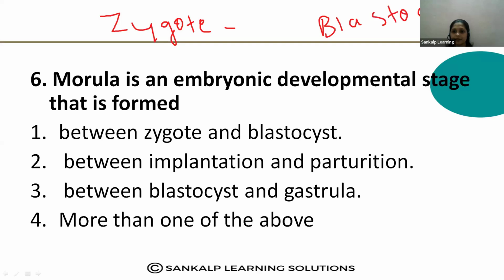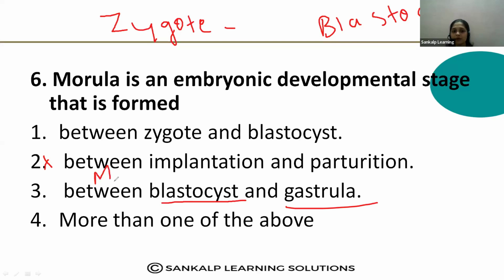Yes, morula is formed between the zygote and blastocyst. Okay. See the second option. Between implantation and parturition. Implantation occurs at the last stage and parturition is the delivery of the baby. There is no morula stage in between the implantation and parturition. Between the blastocyst and gastrula. Okay. Blastocyst develops into gastrula, there is no morula stage between the blastocyst and gastrula.